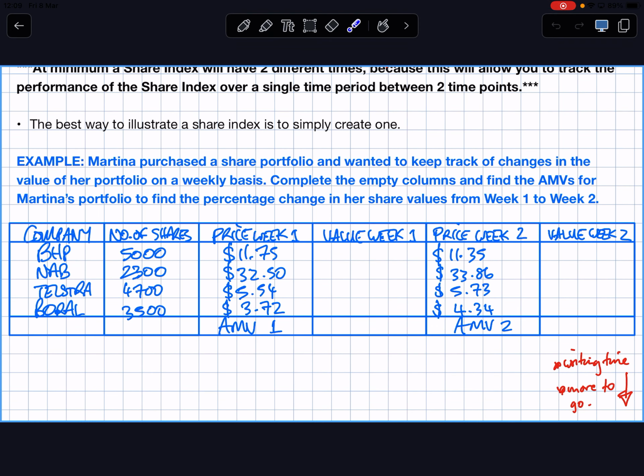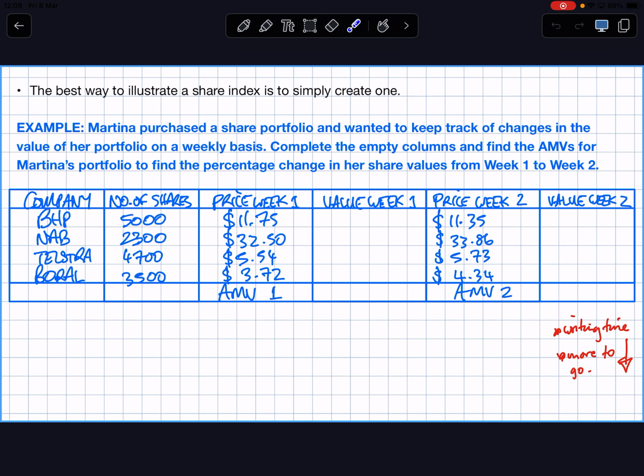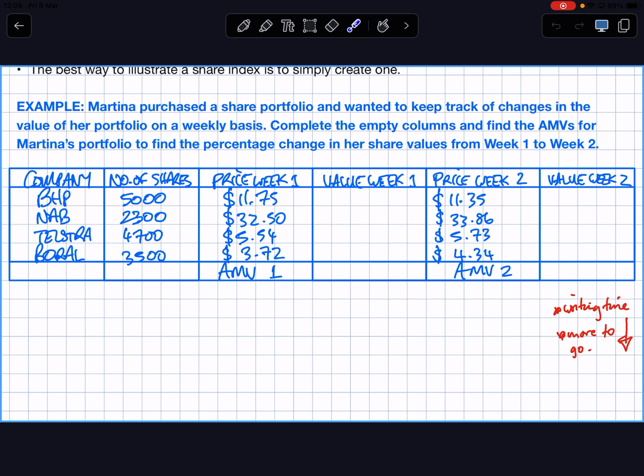The best way to illustrate a share index is just to create one. So I pulled this from your book. Martina purchased a share portfolio and wanted to keep track of changes in the value of it on a weekly basis. Yours is going to be on a yearly basis. Buy and sell. Complete the empty columns and find the AMVs for Martina's portfolio to find the percent change in her share values from week 1 to week 2. This looks crazy, but it's a multiplication and then an addition.